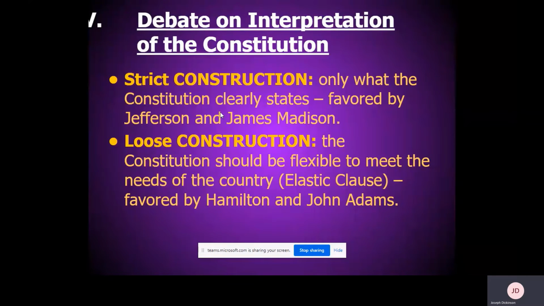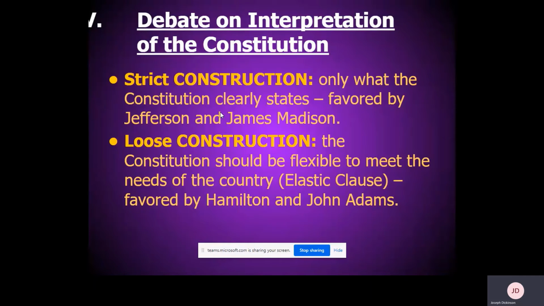Loose construction. This means that when you look at the Constitution, you can kind of bend it to your needs. You can make it work for you. So, yeah, the rule says this, but I'm going to interpret it as this, that way I can get my way. The Constitution should be flexible to meet the needs of the country. They'll form this under the elastic clause. We'll talk about that in your reading. And this is favored by Alexander Hamilton and John Adams.